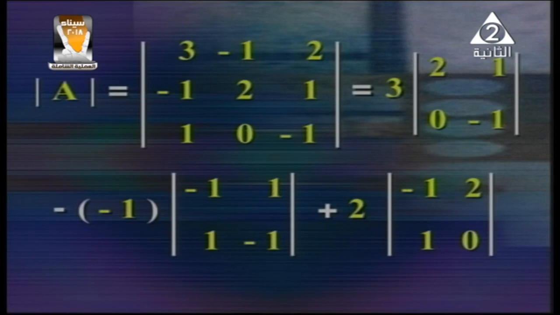Also 2, its position is A(1,3), the first row, the third column. We remove the first row and the third column. The determinant of 2 is [-1, 2; 1, 0]. By using 3 times the bracket containing -2 minus 0, plus 1 times the bracket containing -1 minus 1, plus 2 times the bracket containing 0 minus 2. The answer is -10.